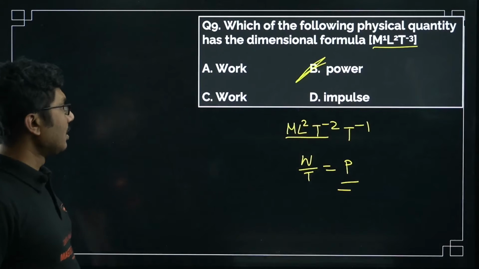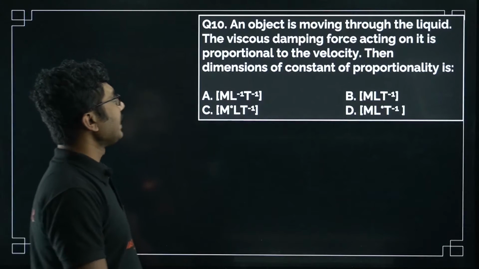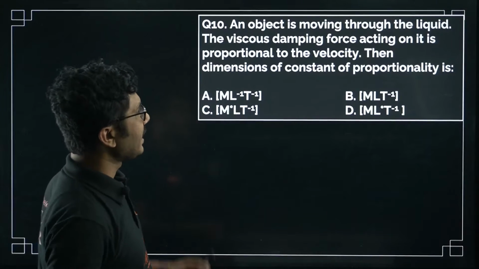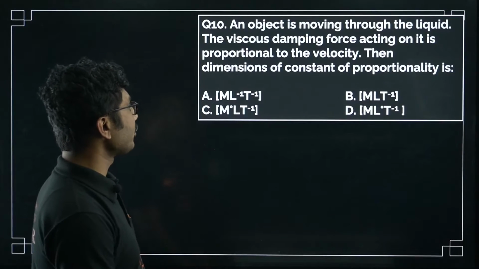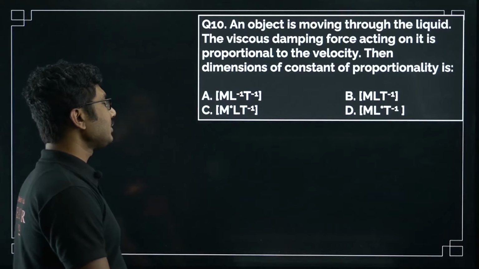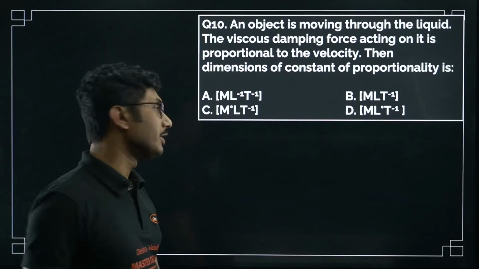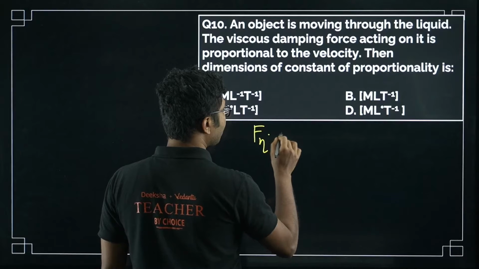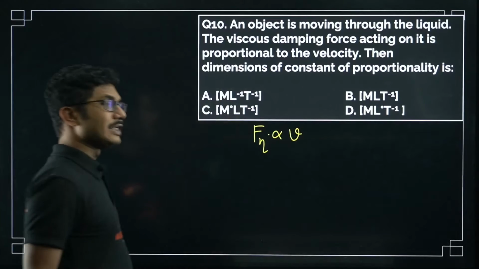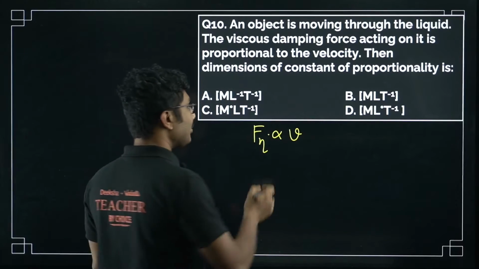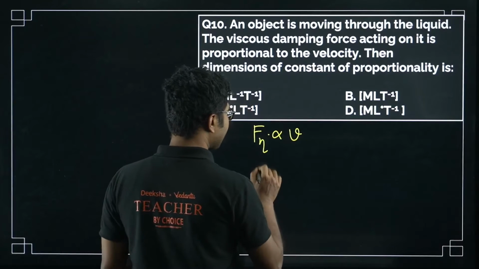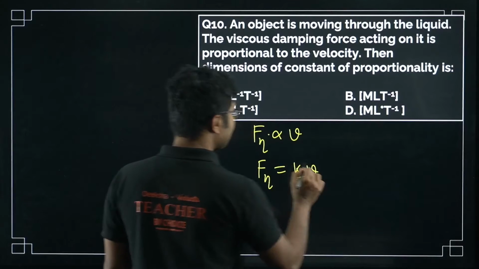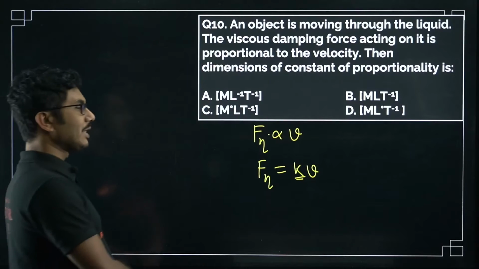Okay. Next, an object is moving through a liquid. The viscous damping force acting on it is proportional to the velocity. Then the dimensions of the constant of proportionality is. So the viscous drag force is proportional to the velocity. 6 pi eta RV, right? That is the formula, but we are not interested in the formula. What we are interested in is, if we make this kV, what is the dimension of this K?